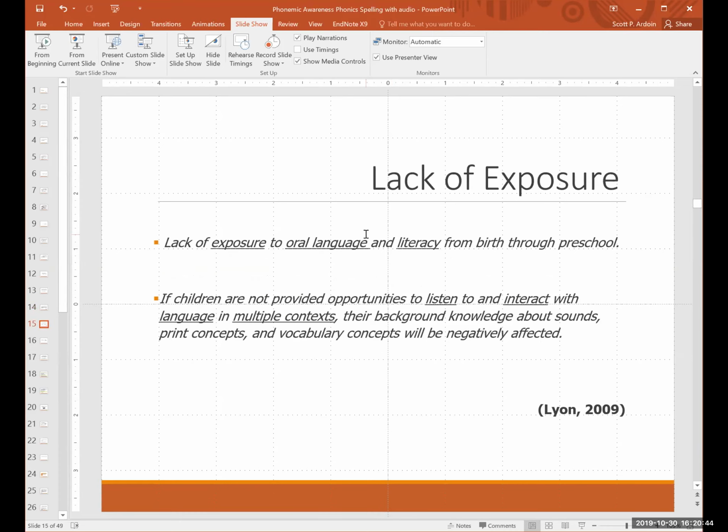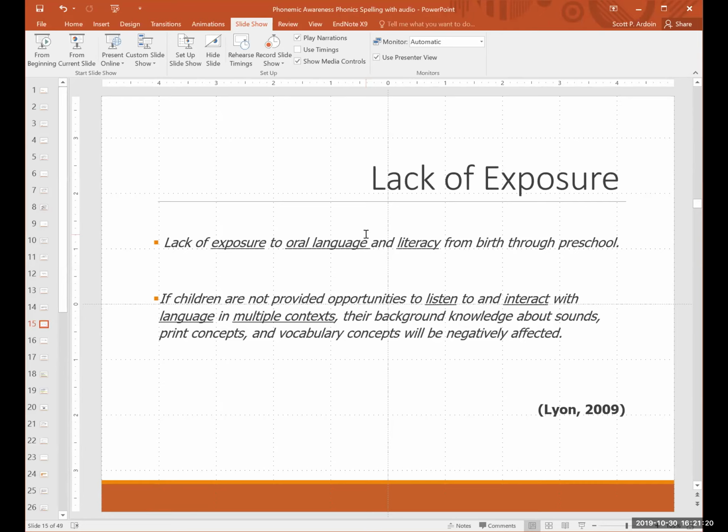So we see that lack of exposure to oral language and literacy from birth to preschool is a big predictor. If children are not provided opportunities to listen to and interact with language in multiple contexts, their background knowledge about sounds, print concepts, and vocabulary concepts will be negatively affected. We know that there's great discrepancy in the number of words and the amount of different language and the way kids hear language, from kids from low socioeconomic status to middle economic status and high economic status.